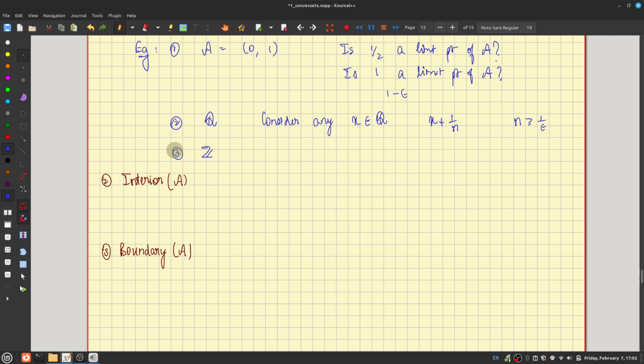Okay, good. Just as we defined the smallest closed set that contains A, we can also think of the largest open set that you can construct within the set A. So the interior of A is the largest open set within A. And this also happens to be basically the union of all open subsets of A.